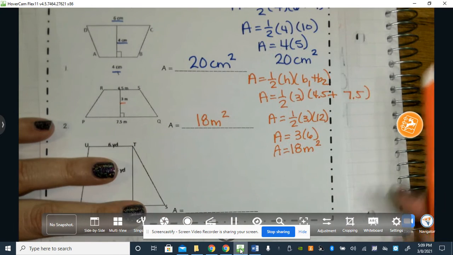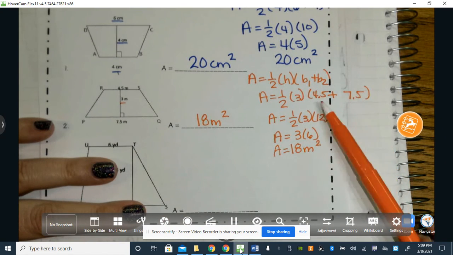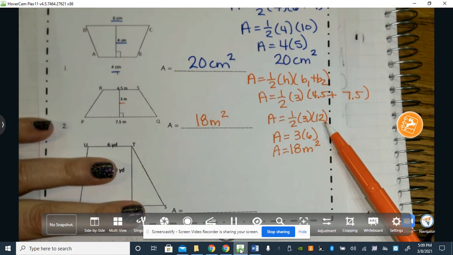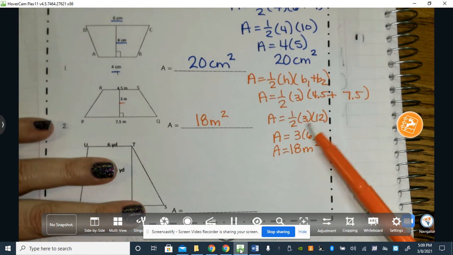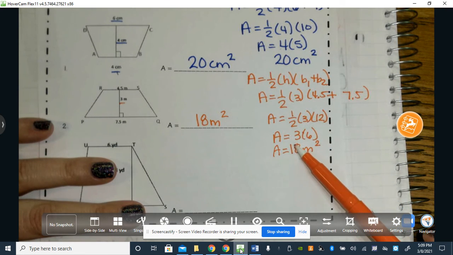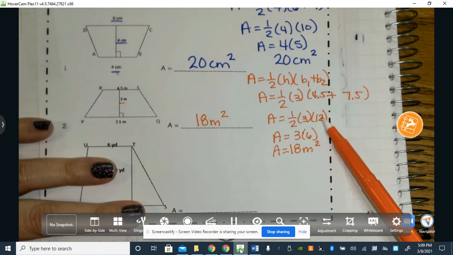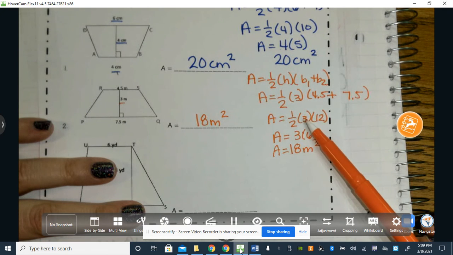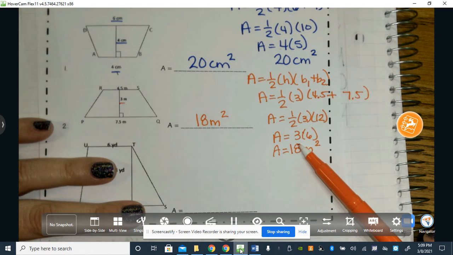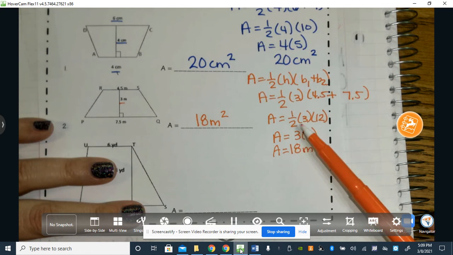I plugged in what I know. I solved in parentheses first after I added the bases. I got 12. I halved 12 to give me 6. 3 times 6 is 18. I could have multiplied 12 by 3 to give me 36. 36 divided by 2, or half of 36, gives me 18. That's another way you could have done it.